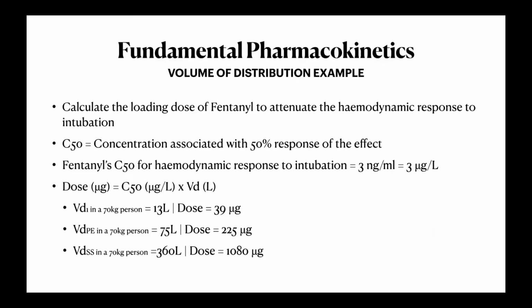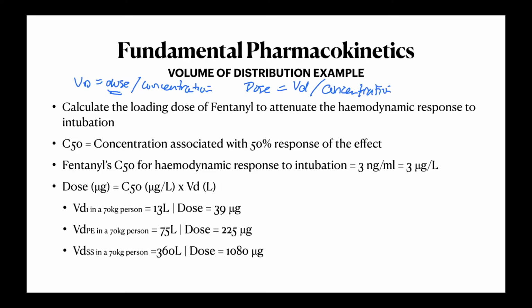So what do I mean by that? We're going to use fentanyl as an example, okay? And we know that the formula is VD equals dose over concentration. But what we're going to do now is calculate what the dose should be. So we're going to define dose equals volume of distribution times concentration.